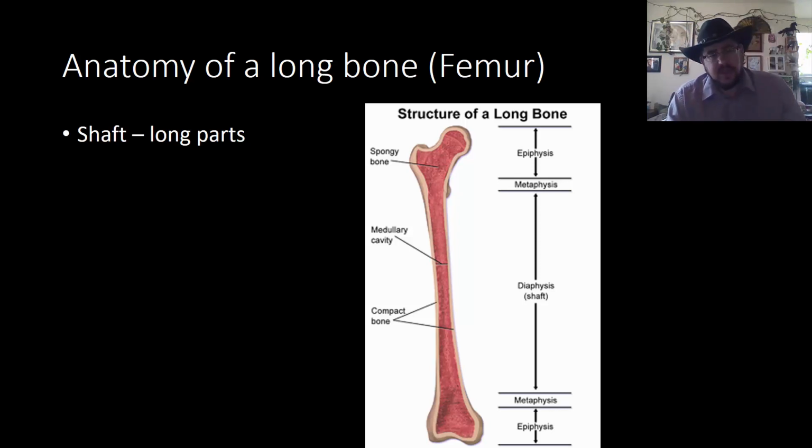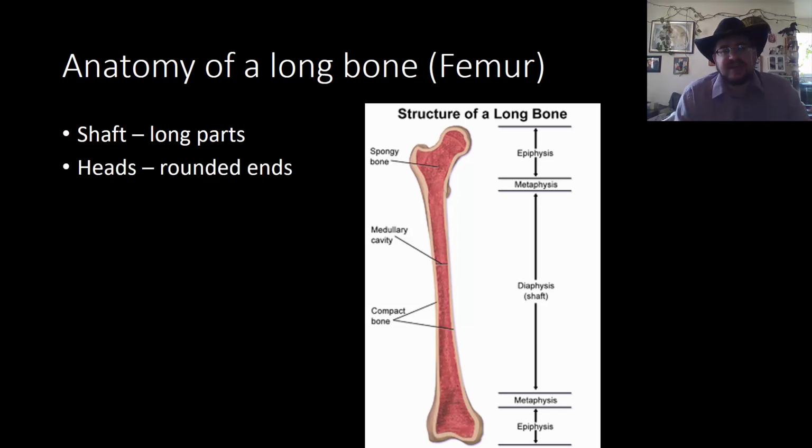Crazy. Okay, so the long part of it is called the shaft. At either end of the shaft, we have the heads. So these are rounded ends that are jointed. They form connections up to other bones. So that's the basic anatomy of a long bone. We have a shaft running down the center, and then we have a head at either end. So here on our femur, this is the head that will interact with the pelvis. Then down here, we have a big old head that will interact with the bones of the lower leg.